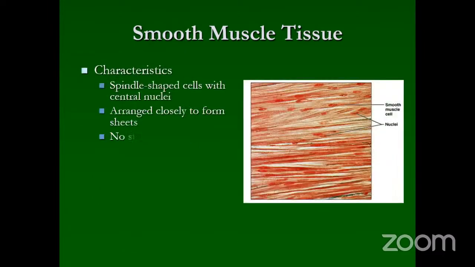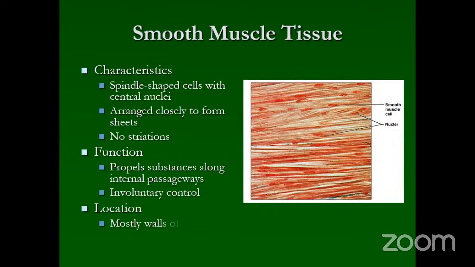Then smooth muscle tissue. They are spindle-shaped cells with a central nucleus. They have the nucleus at the center. They are arranged closely to form sheets, and there are no striations. You cannot see any layers. They propel substances along the internal passageways under involuntary control, and they are present in the walls of the hollow organs. I already discussed what hollow organs are.